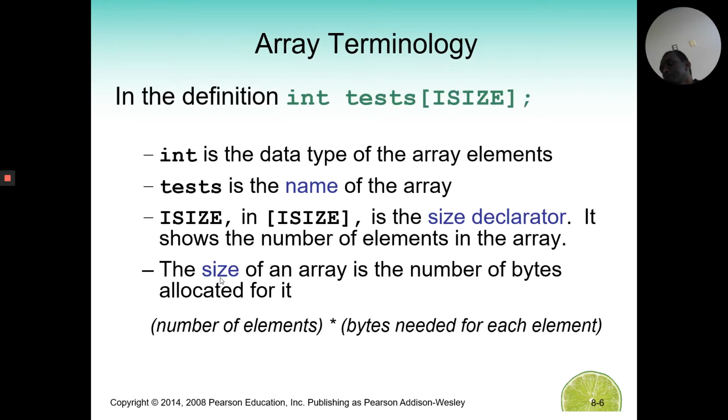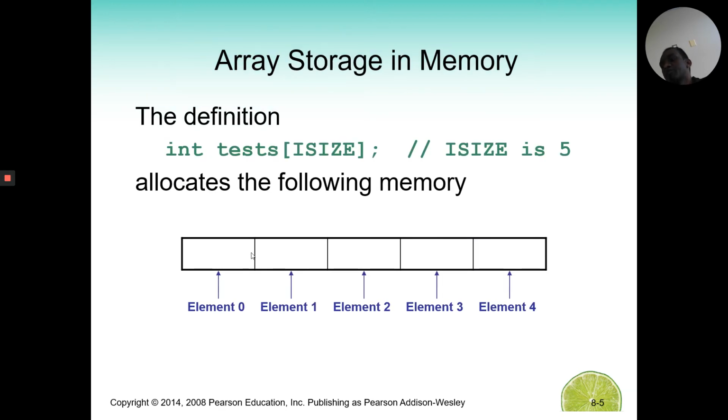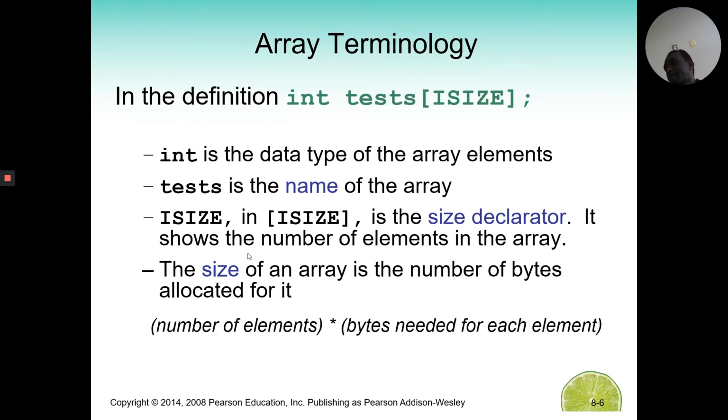The same thing applies if we wanted to store the number of months in a year. The size would be 12, but if you wanted to access December, it would be index 11. So in the definition, int tests[IS_SIZE], int is the data type of the array element. tests is the name of the array. And IS_SIZE is the size declarator. It shows the number of elements in the array.